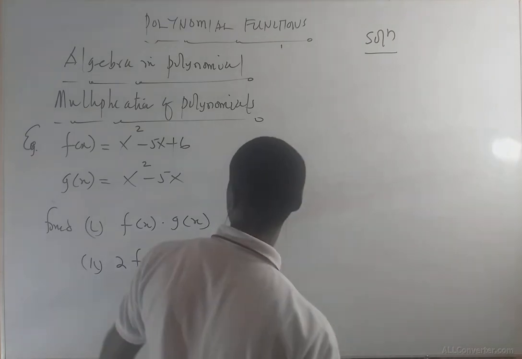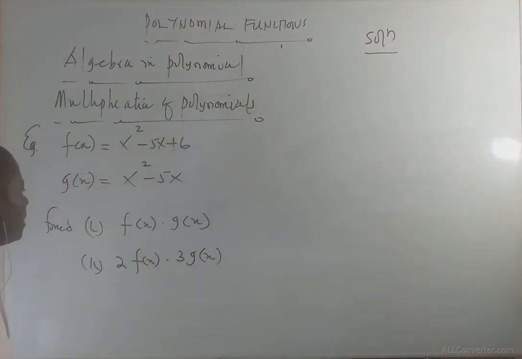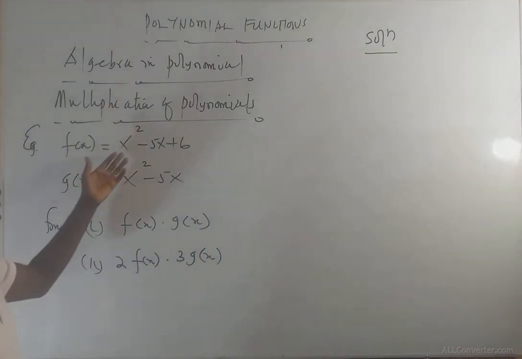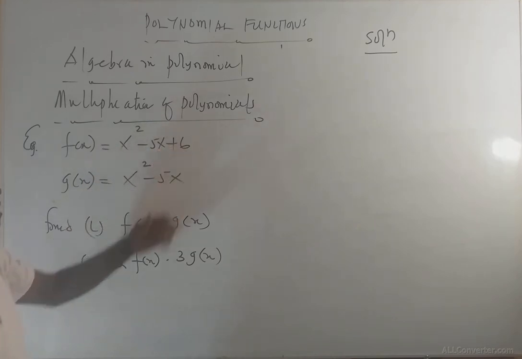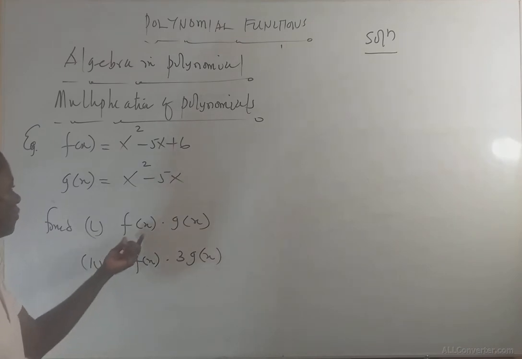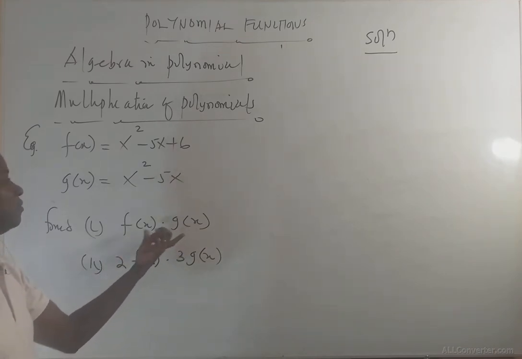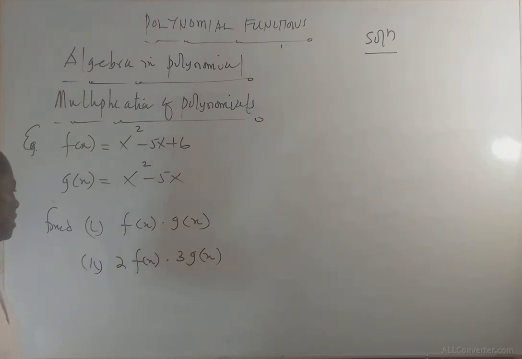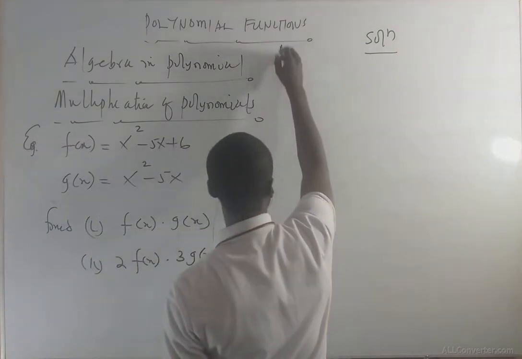So now with the multiplication of polynomials, we are given f of x to be x squared minus 5x plus 6, and g of x to be equal to x squared minus 5x. Then we have to find f of x dot g of x. That means we are supposed to multiply f of x by g of x. Then we are also given 2 f of x dot 3 g of x. That is, we multiply 2 by the f of x function, then we multiply it by 3 times the g of x function. So we are going to look at how best we can do that multiplication.